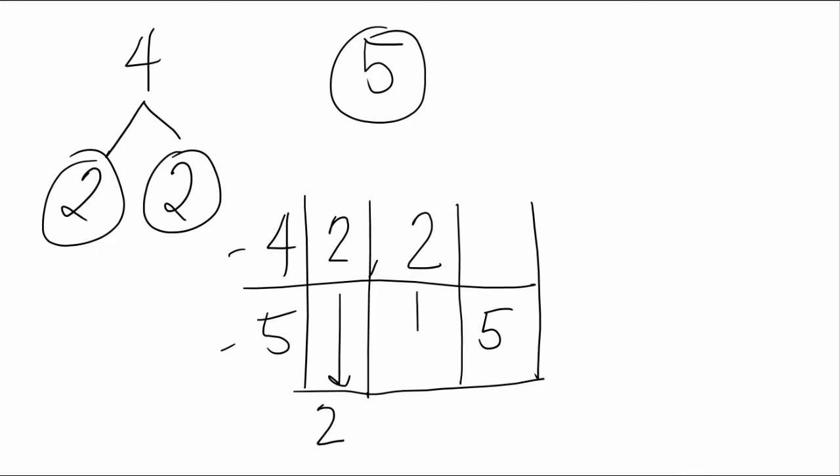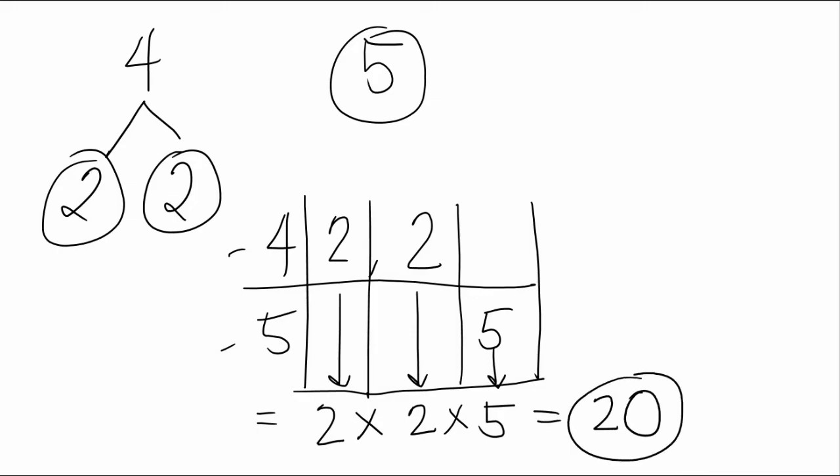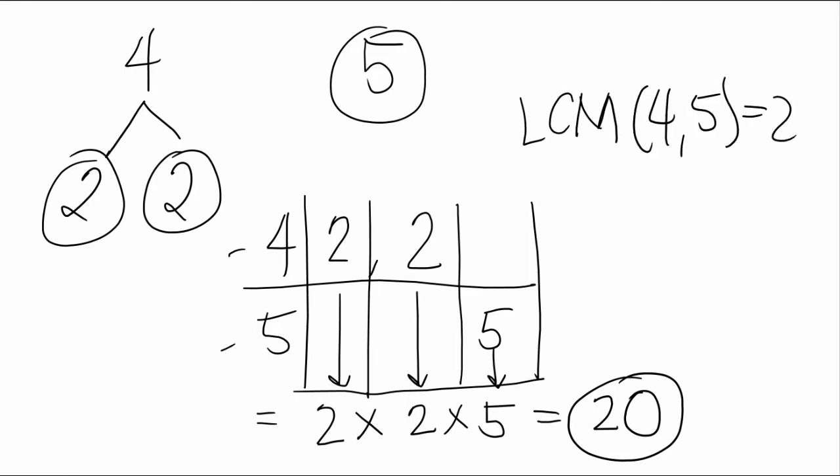So, we have 2, we have 2, and then we have 5. Next is we are going to multiply this number, 2 times 2, which is 4, times 5 equals 20. Therefore, the LCM of 4 and 5 is 20. So, ganun din yung nakuha natin using the listing method.